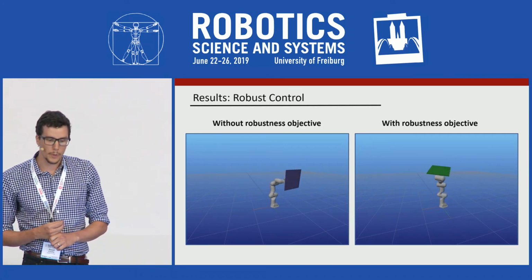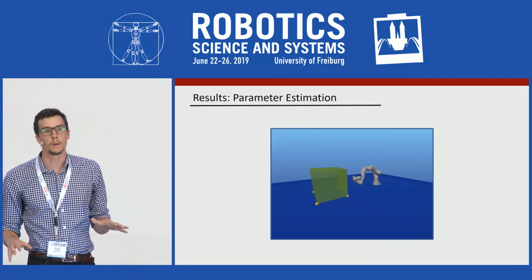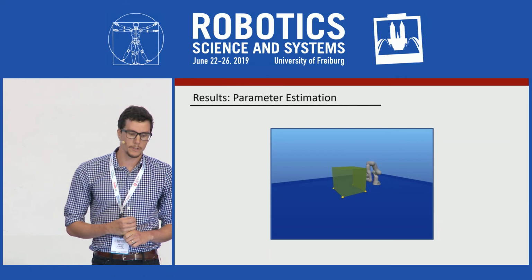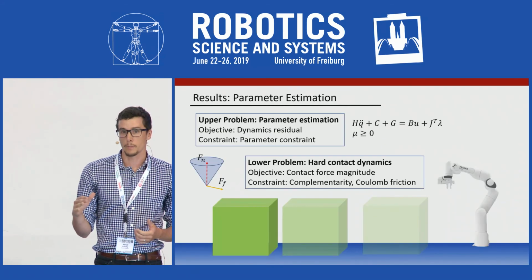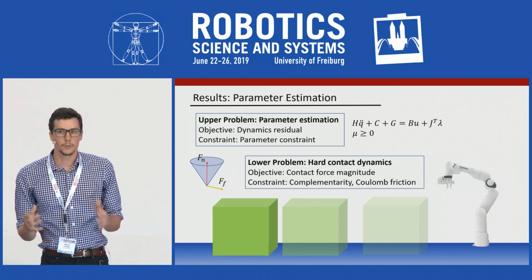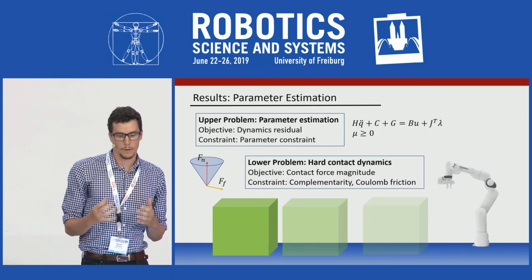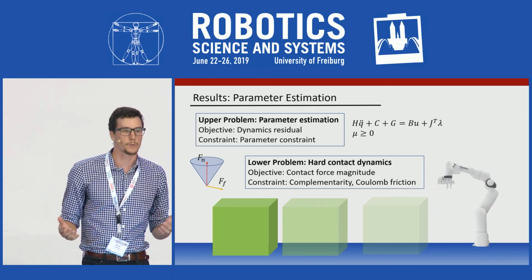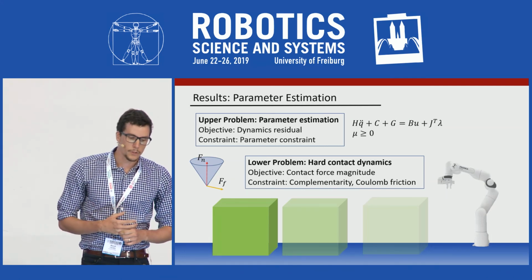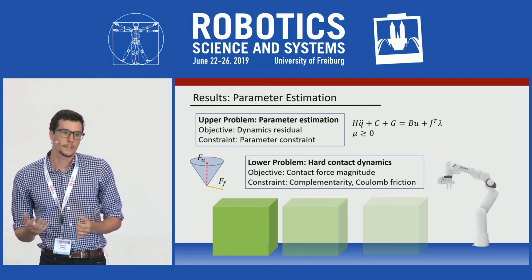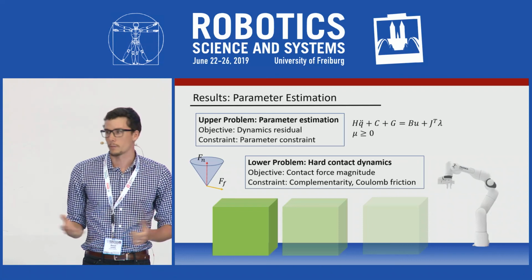Now, we also applied the exact same solution method to a completely different problem. In this case, we're looking at parameter estimation. We want to recover the friction coefficient between this block and the ground after having pushed it. The bi-level structure of that problem is maybe a little less obvious, but it's actually still there. In our case, the way we impose it is the upper problem is the dynamics residual from the observed trajectory, and also the parameter constraint. And our lower problem is actually the contact dynamics, which uses the well-known nonlinear complementarity constraint, as well as a Coulomb friction model.